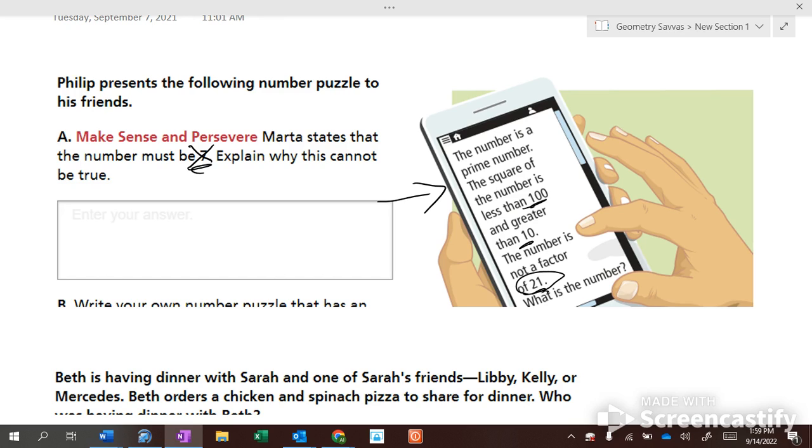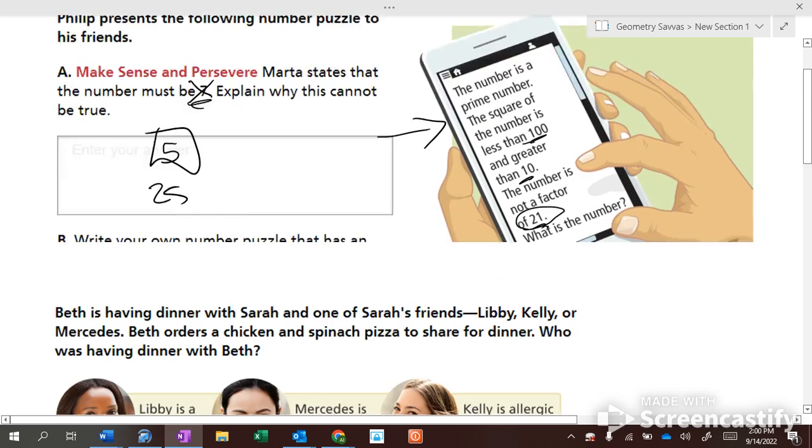Shane? 5. 5 works because 5 is not a factor of 21. 5 squared is 25, which is bigger than 10, less than 100. Okay? 3 doesn't work because it's not bigger than 10. 7 doesn't work because we already proved that. 9 could also work for that one. Oh, it's a prime number. Oh, forgot about that one. So 9 would not work. And then anything bigger than 9, its square is bigger. So 5. Got it. You're smart, Cheyenne.